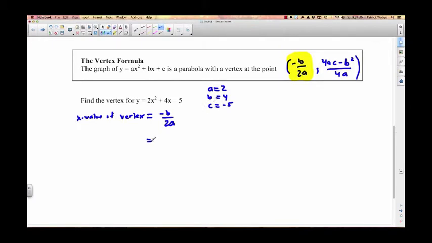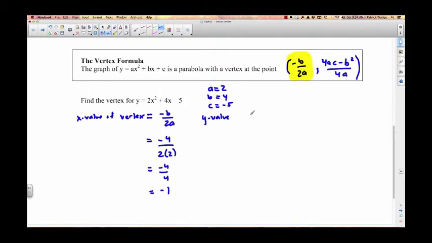Alright, let's fill it in. Negative b is negative 4, over 2 times a, and a is 2. So I get negative 4 over 2 times 2 is 4, which means I get negative 1. Okay, there you go. I know in my vertex that the x value is negative 1. I do not need to complete the square or anything. I know that already.